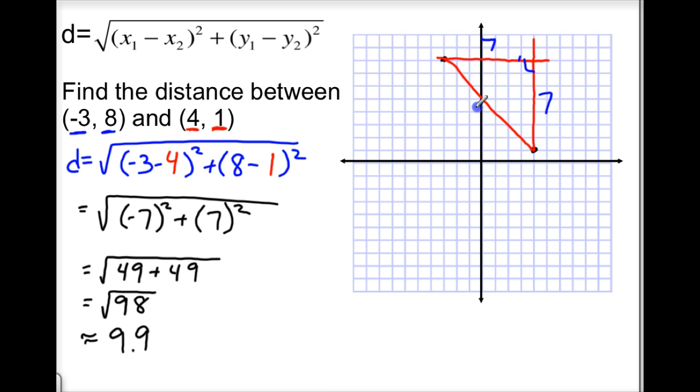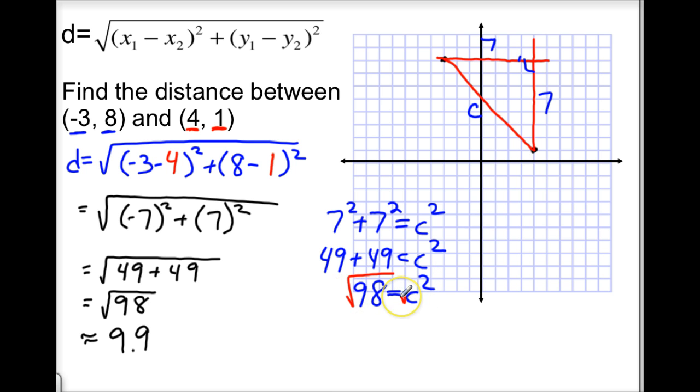So again, I'm looking for that C. 7 squared plus 7 squared equals C squared. 49 plus 49 equals C squared. 98 equals C squared. Take the square root of both sides. So C is approximately 9.9. It doesn't matter which method you choose, as long as you get to the correct answer.